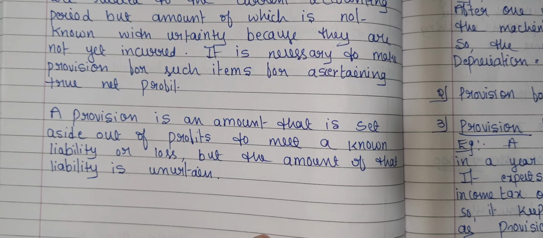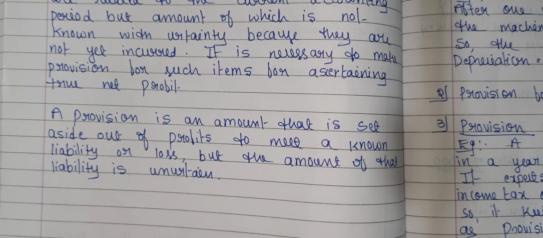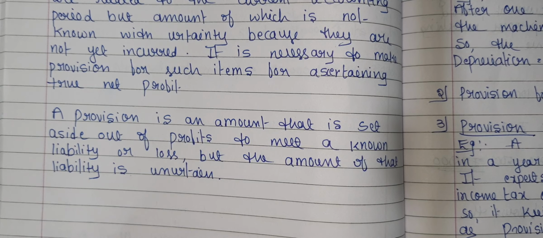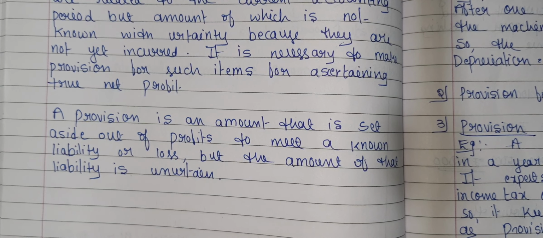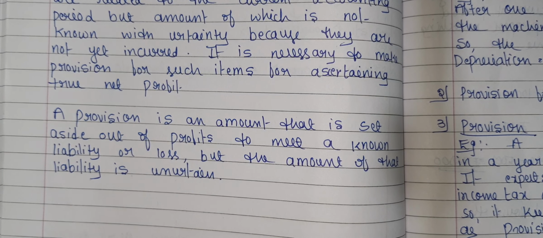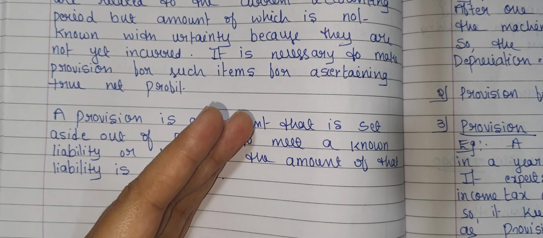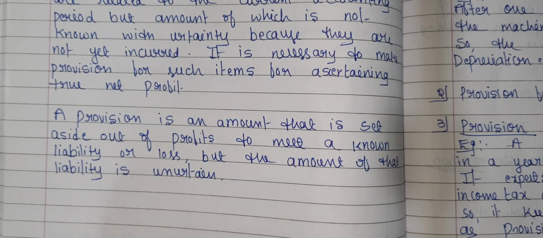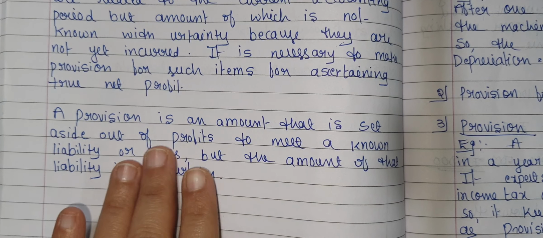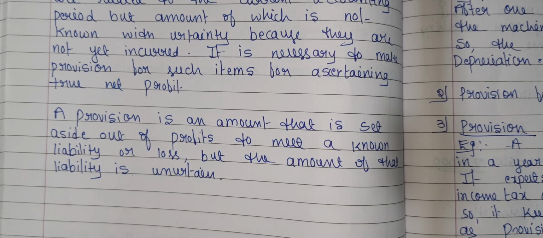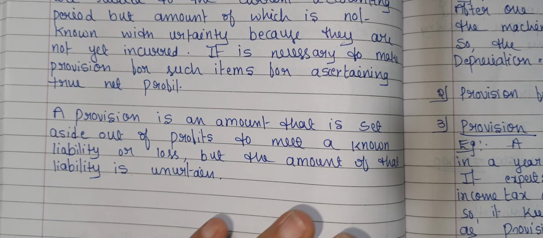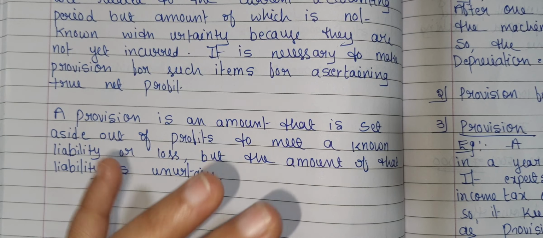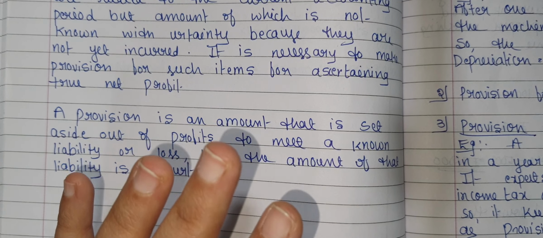Clear? So in simple words, we know that something is going to happen, but we don't know the exact amount, so we make a provision for it. We know that a loss or expense happens in the future, but we don't know the exact amount. So what will we do? We will estimate and set aside an approximate amount, called a provision, based on past experience or best judgment. That is what a provision is. So this is the meaning of provision. Till here it is clear, right?